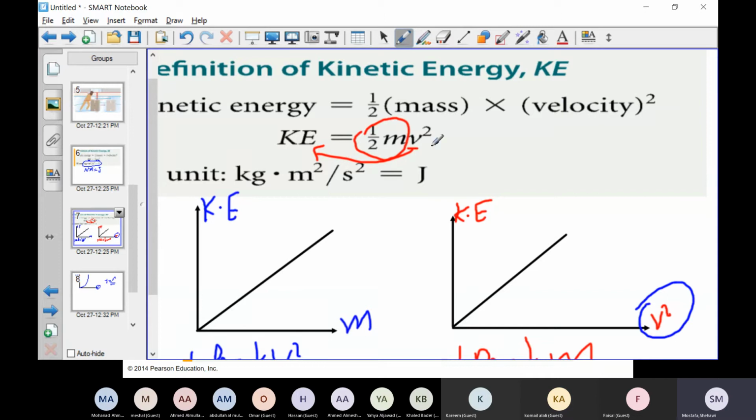Like this. Directly proportional with velocity squared. If it is squared, it goes straight. If it's this, it goes curved. Yes, that's it.